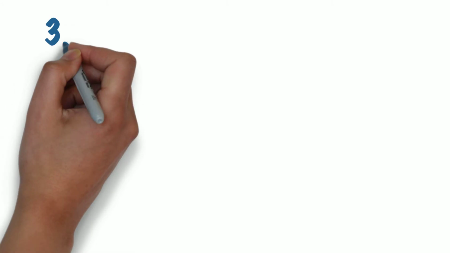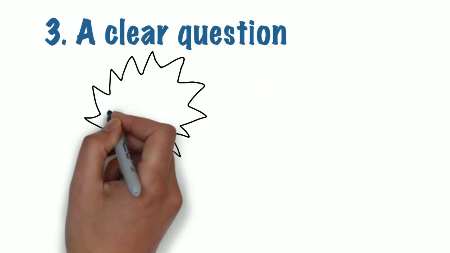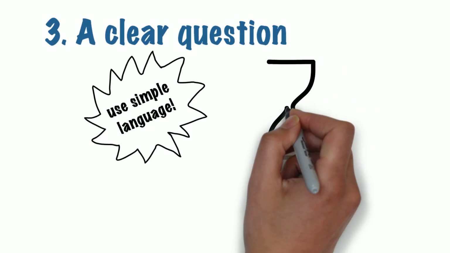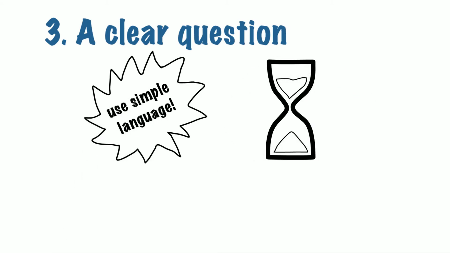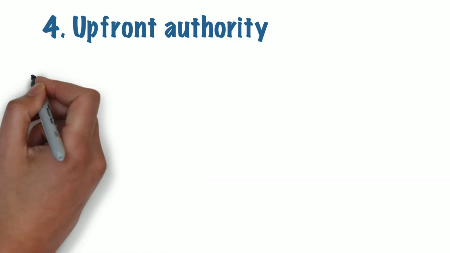The third principle is that you must provide a clear, plain English question to your panel. You are asking for a lot of their time, which you will be wasting if they don't understand what the issue is. The fourth principle is about upfront authority.